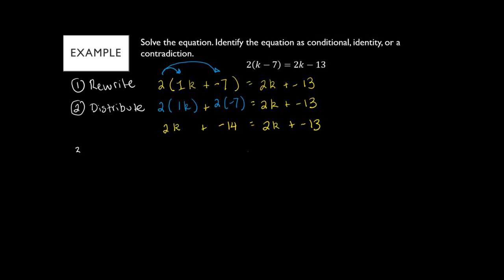So that is going to be step 3. And at this point, looking at what you have, you might be able to guess what's going to happen to our equation, whether it's going to be conditional, identity, or contradiction.